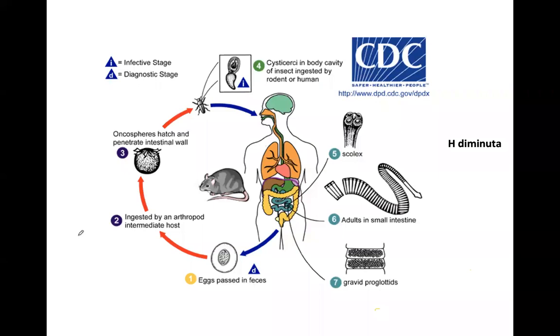For Hymenolepis diminuta, again, arthropods are important. The life cycle goes on that. And then if you eat the insect, the parasite gets into your intestines. The gravid proglottids come out, release the eggs. Life cycle continues. The oncosphere hatches and penetrates the wall of the insects. You eat them. Life continues. The diagnostic stage would be the eggs that are passed in the feces. The infective stage is the insects.